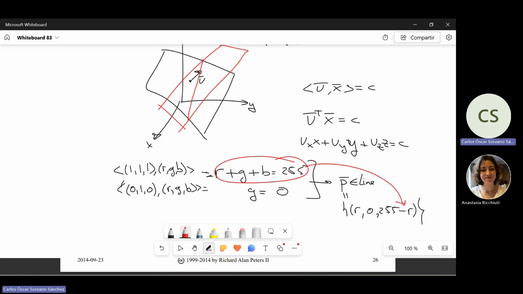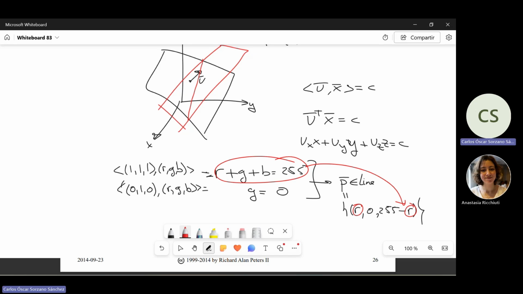When G is equal to 0, B is 255 minus R. And let's count how many degrees of freedom we have. We have only 1 degree of freedom. You can change only one thing, that is the red component. And that is why it is a line.